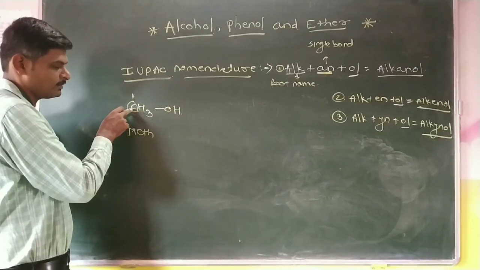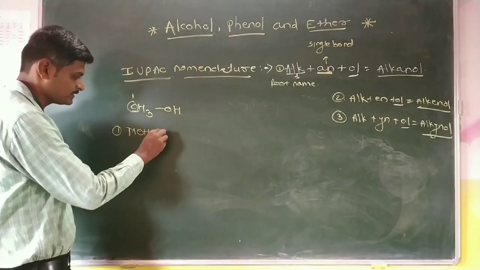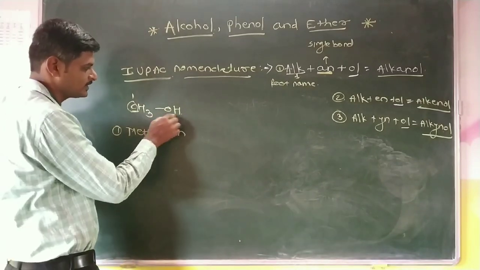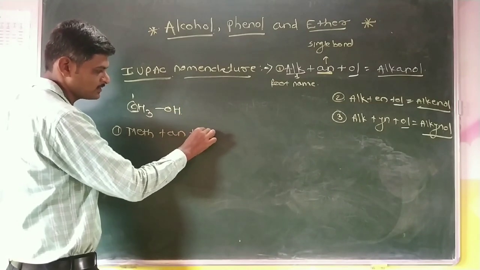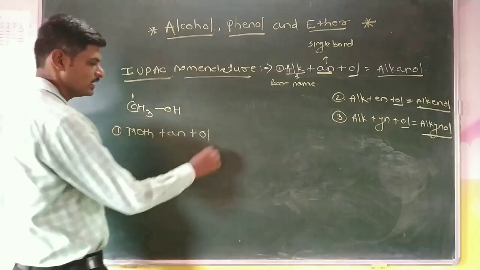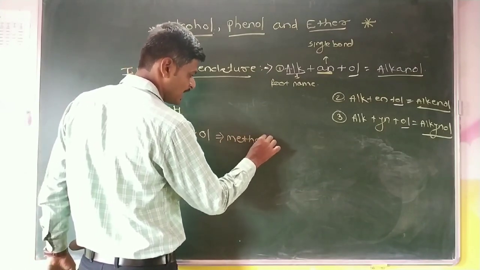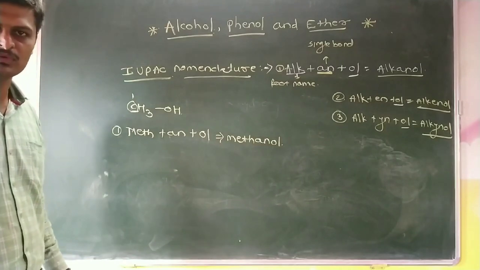Then this one carbon atom is a single bonded carbon atom, therefore we use "ane". This "ane" represents the single bond. After this, for the OH hydroxy group, the alcohol functional group, the suffix "ol" should be used. Therefore, this alcohol is named methanol. This alcohol is named methanol.